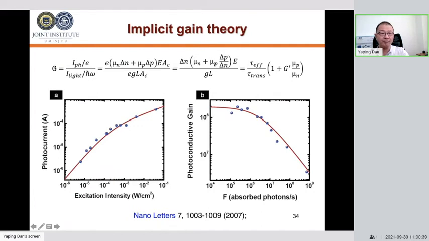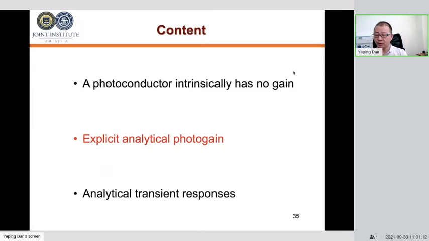But even though we have this equation, and G prime is the dominant factor generating the gain observed in the experiments, this equation is implicit, because in most experiments we measure the photocurrent and the photogain as a function of light intensity, and this equation has nothing to do with light intensity. So it is implicit and cannot be used for fitting the experimental results. What we are going to do next is find the explicit analytical photogain equation.